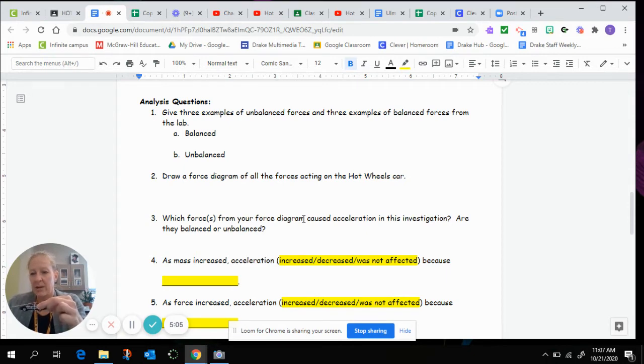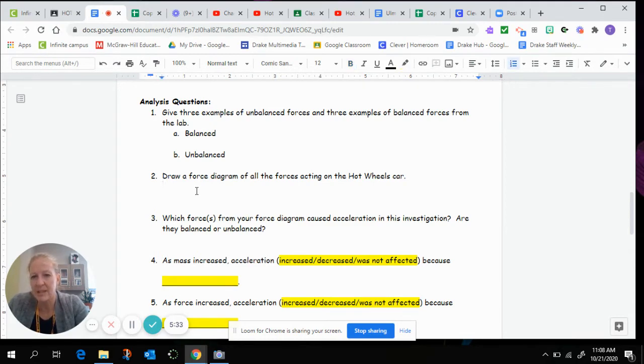When I actually go to run the experiment, I let go of the car. So I release it. When I release it, you guys saw the car fly across the table. That would be an example of an unbalanced force. So those are your 3 examples of unbalanced and balanced forces. You should use those examples or come up with some of your own from the lab for balanced and unbalanced forces for question number 1.